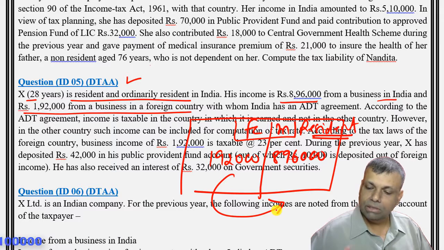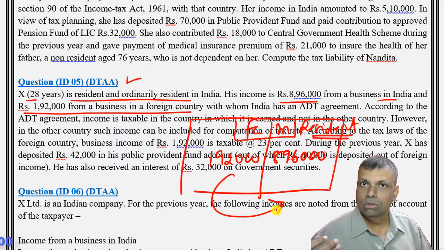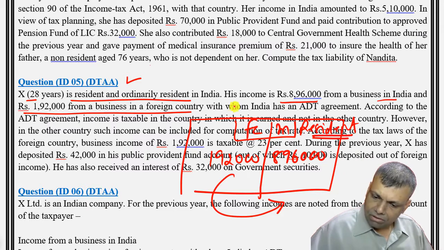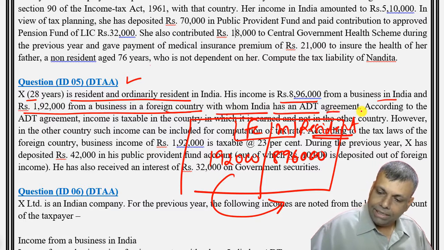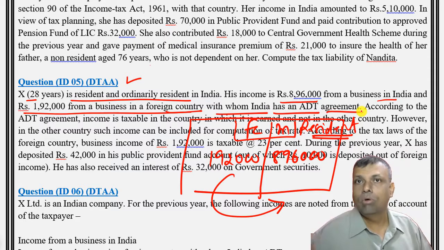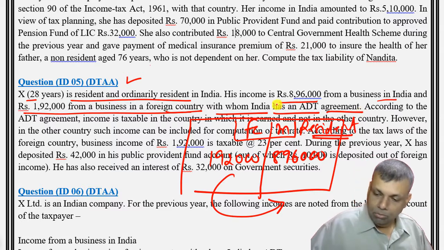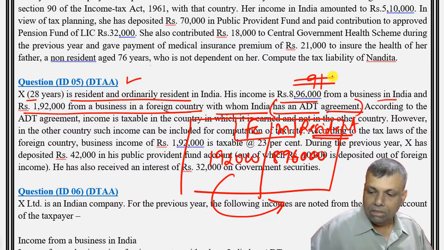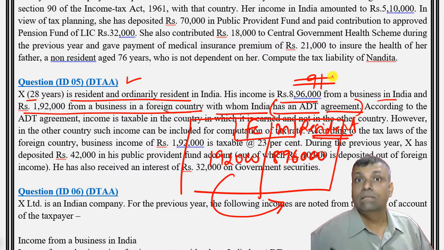And this is the stage where the double taxation will emerge, because the same 1,92,000 is taxed in that country and it is also taxed in India. Now, the foreign country is one with whom India has an ADT agreement, that means India has an avoidance of double taxation agreement. So the moment you say that India has an ADT agreement, in that case, section 91 will not apply. I repeat, section 91 will not apply.